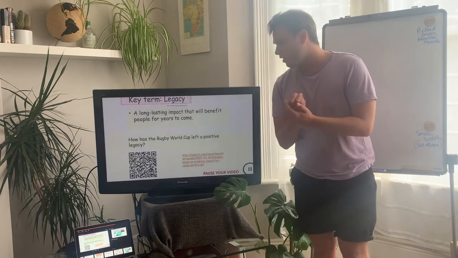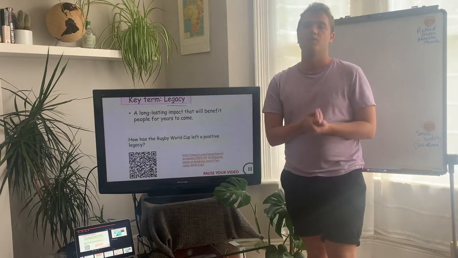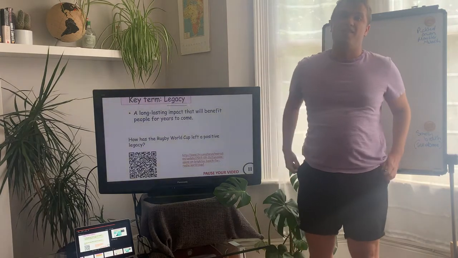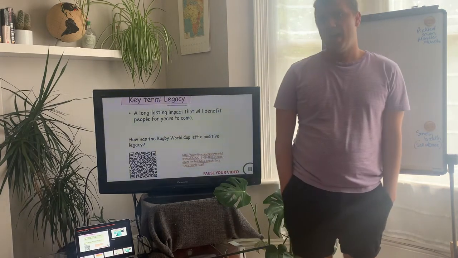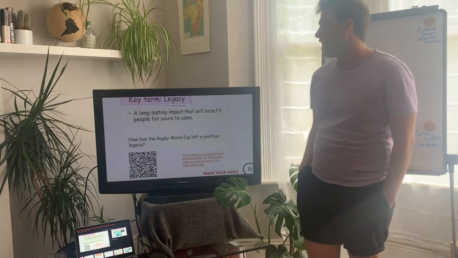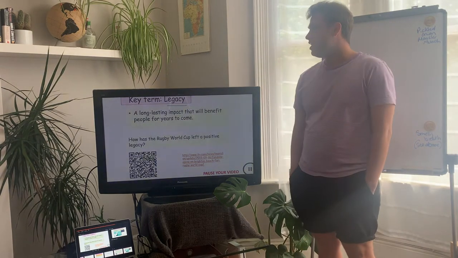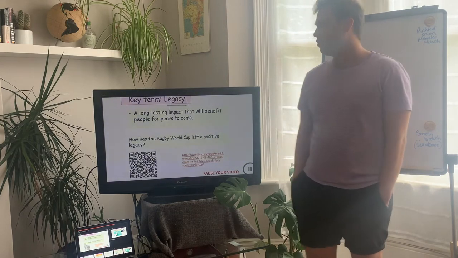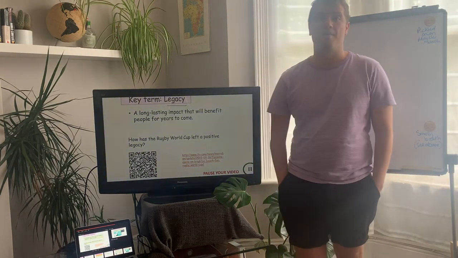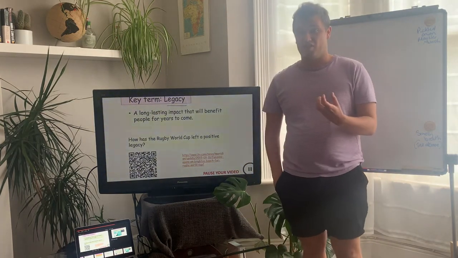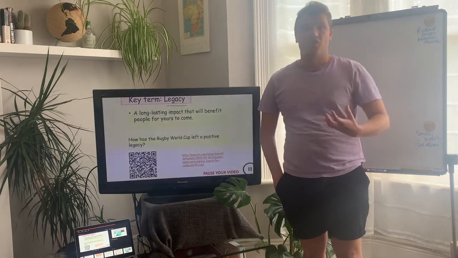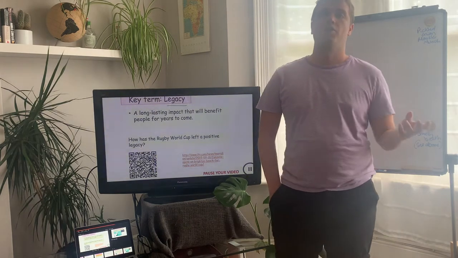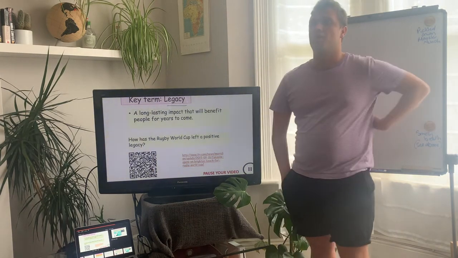So the last key term we're coming on to is what is known as a legacy. So this is almost having a look after the event has happened. So after a major event like the Rugby World Cup has happened, there will be a legacy left behind. That legacy is what we would call a long-lasting impact that will benefit people for years to come. So for example, when they improved infrastructure, when they made the station longer at the Falmer station, that's obviously continued to benefit people in the local area. So that is the legacy of the Rugby World Cup.